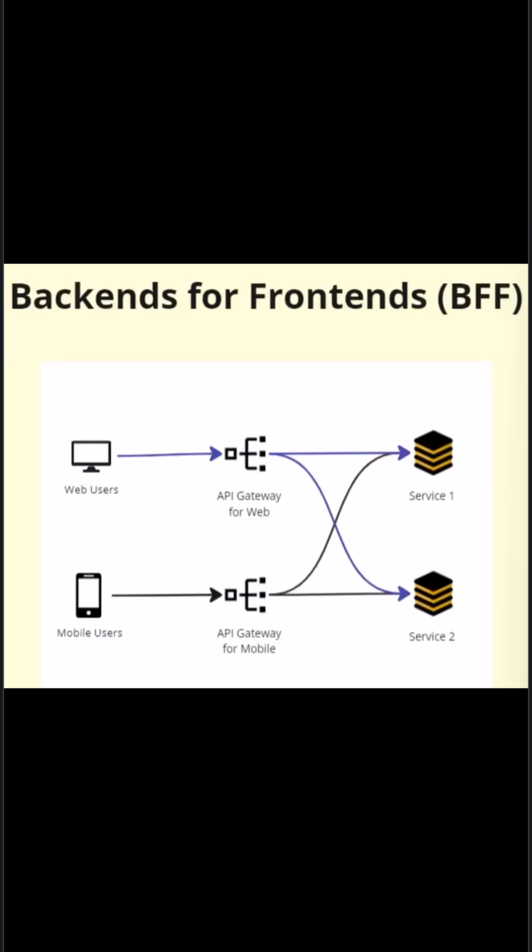Let's discuss the backend for front-end pattern. In modern app development, different front-end clients like web and mobile often have unique requirements for data fetching and processing. This pattern addresses this by creating separate backend services, known as backends for frontends, tailored to the specific needs of each client. This approach improves performance, scalability, and flexibility, as each front-end client can have its own optimized backend. So that is the backend for front-end pattern.